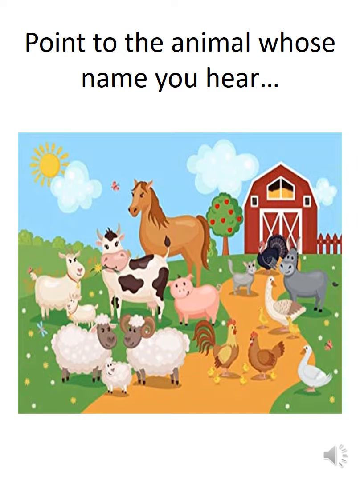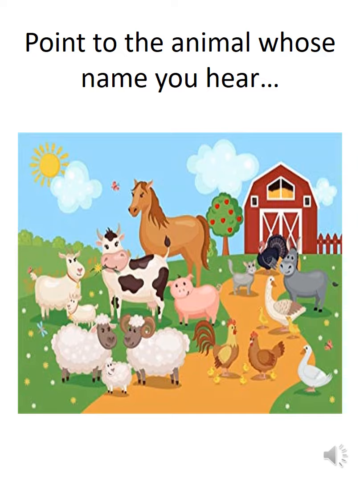Old MacDonald had a farm, E-I-E-I-O, and on that farm he had a pig, pig. Old MacDonald had a farm, E-I-E-I-O, and on that farm he had a hen, hen. Old MacDonald had a farm, E-I-E-I-O, and on that farm he had a cat, cat. Old MacDonald had a farm, E-I-E-I-O, and on that farm he had a cow, cow.